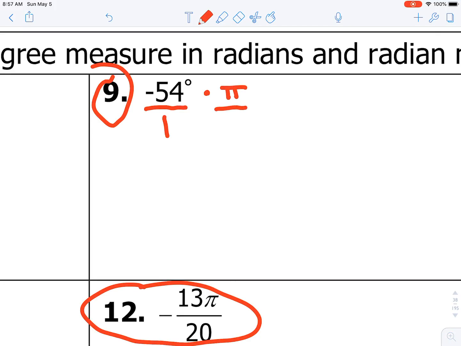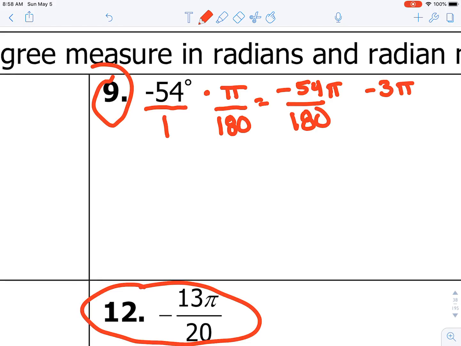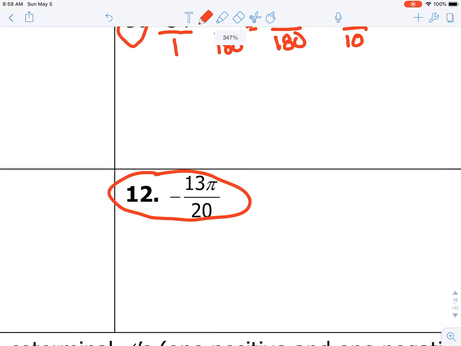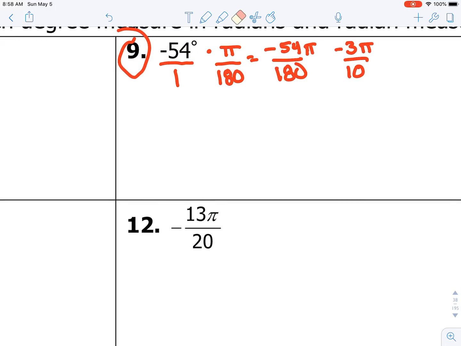So that means you need to multiply it by pi over 180, which is going to give us negative 54 over 180. And give me just a second as I reduce that. That would be negative 3 pi. Oh, there's pi up here too. Negative 3 pi over 10. Okay, and then this one, remember, you're going to multiply not by pi over 180, but by 180 over pi.